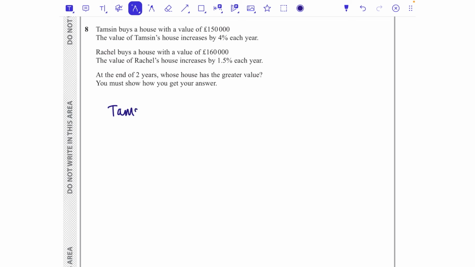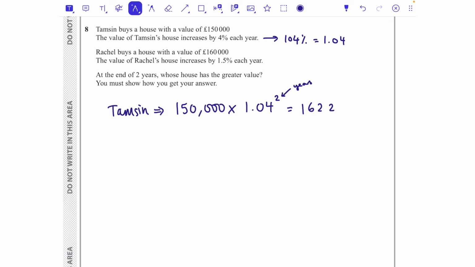For Tamsin, we've got 150,000 and we're timesing that by 1.04 to the power of 2. We want 104%, and as a decimal that's 1.04. So we times it by 1.04 for the first year, and then we times it by 1.04 again. So that's the same as squaring it. This is the number of years up here as the power. So typing that in my calculator, 150,000 times 1.04 to the power of 2 is going to be 162,240. So that's Tamsin's house after 2 years.